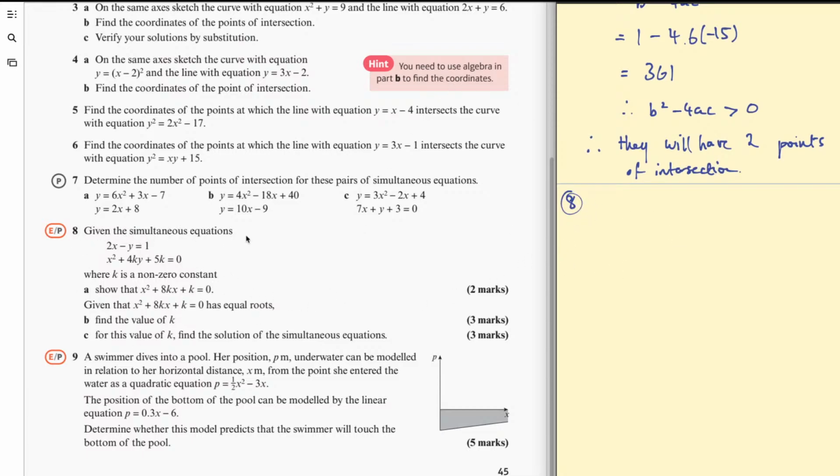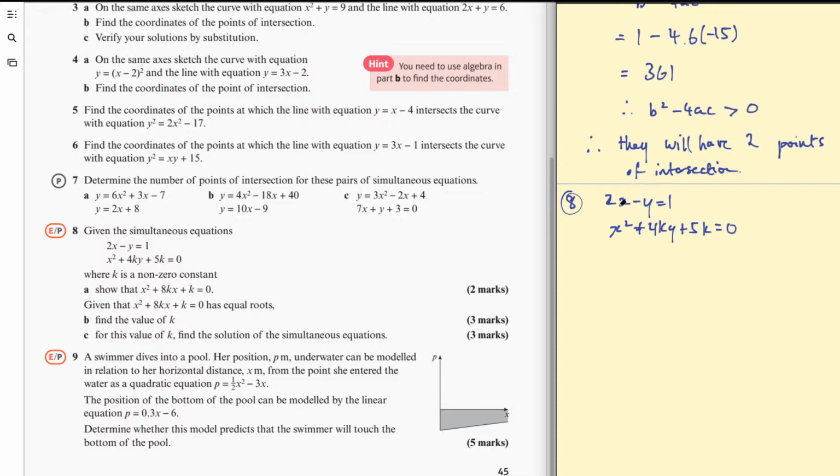Question 8 says, given the simultaneous equations, 2x take y equal to 1 and x squared plus 4ky plus 5k equal to 0, where k is a non-zero constant, show that x squared plus 8kx plus k equals 0. And that's it for part A.